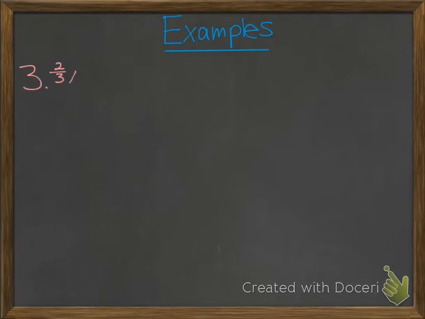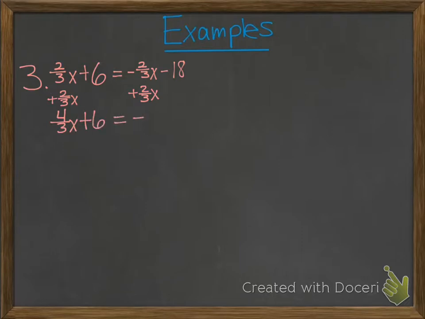In our last example, we're going to be working with fractions. Fractions might seem like they're a little bit different, but really you just use the same order of operations to isolate the variable. We're going to start off by moving negative 2/3 x to the right by adding 2/3 x to both sides. Once we've done that, we're going to subtract 6 from both sides.